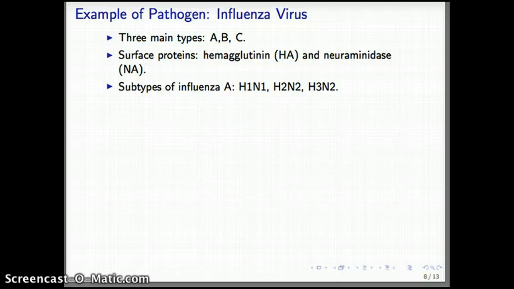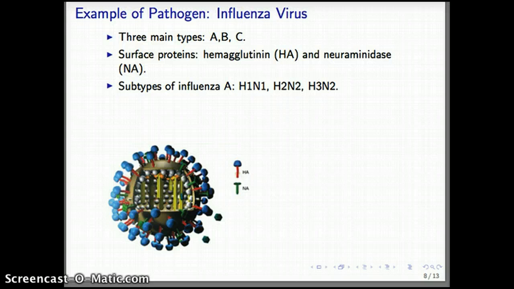So you could refer to subtypes of one type. You can say there are subtypes of influenza A, for example, influenza H1N1, H2N2, and H3N3. Here the letter H has to do with one protein, and the letter N has to do with the other protein. These are things on the surface of this virus which are fundamental for the life cycle, in how the virus attaches to the target cell and so on.